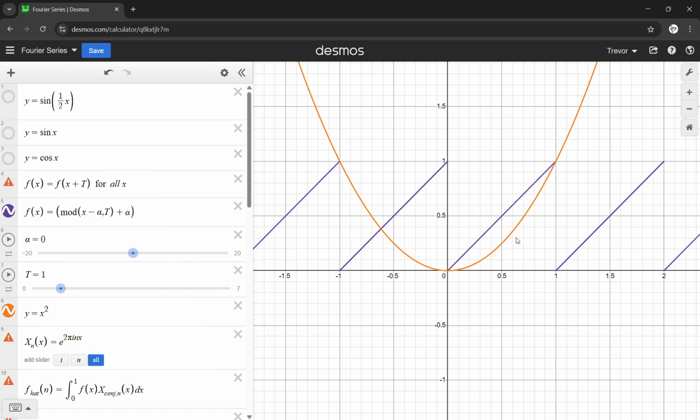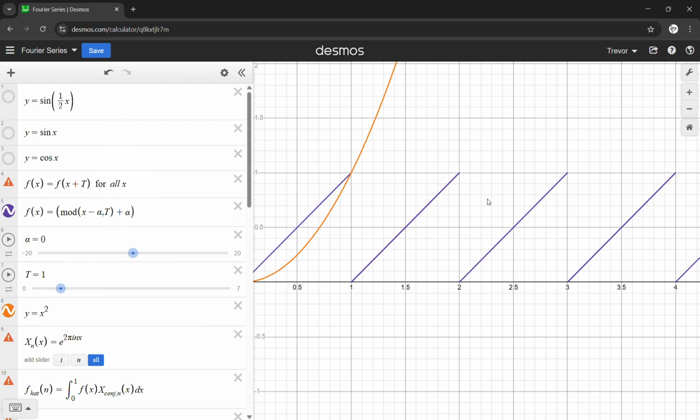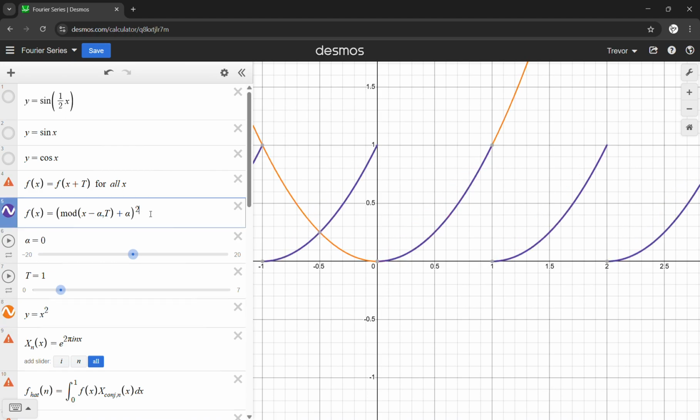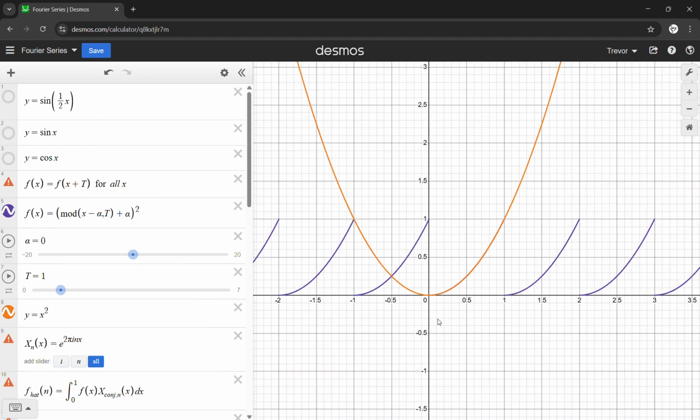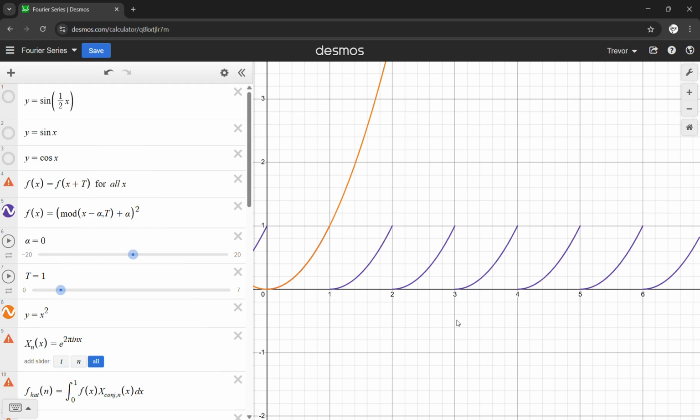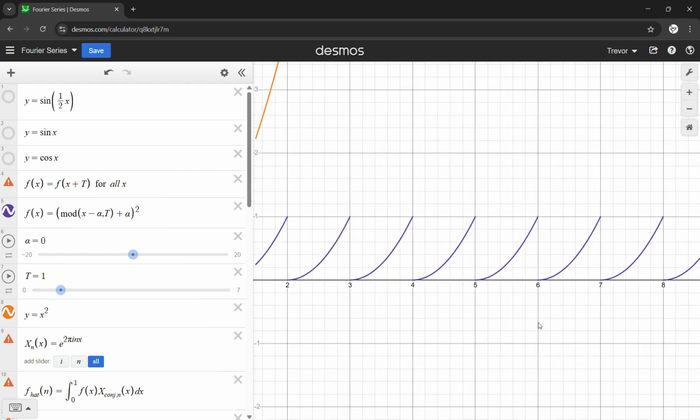But what if I want to repeat that curve over and over again? What that looks like is, I'm going to take this expression, and I'm going to put it into this function everywhere I see an x. So what that's going to look like is just that squared. And there we go. We've got this graph, this curve that we're repeating over and over again.